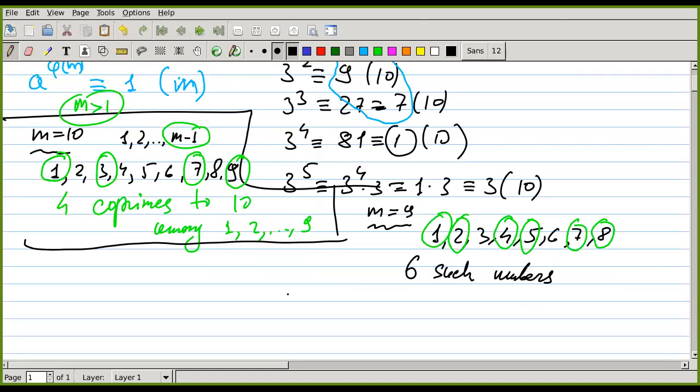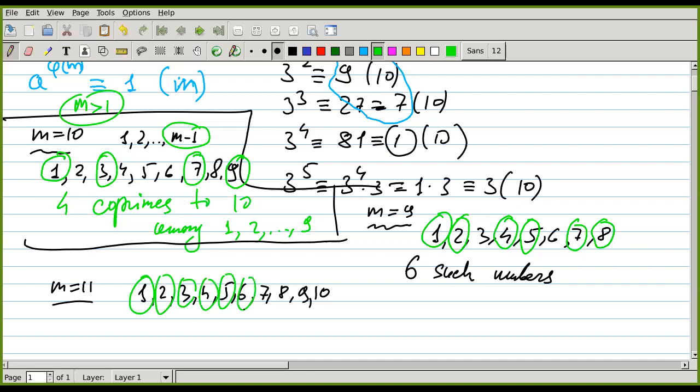Interesting. And what if we take, say, 11? 11 is prime, by the way. And this means that every number which is less than 11 is co-prime to 11, because the only possible prime divisor of 11 is 11 itself. And of course, no number less than 11 is divisible by it. Is it clear?